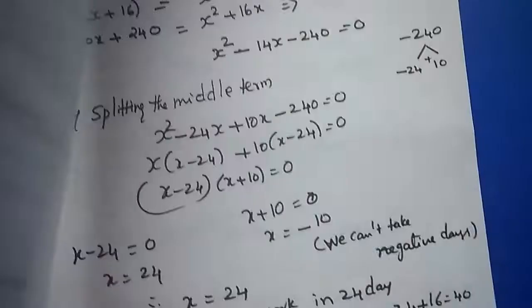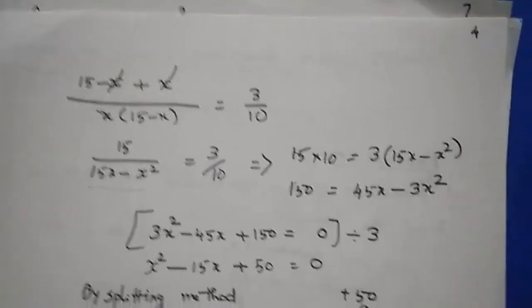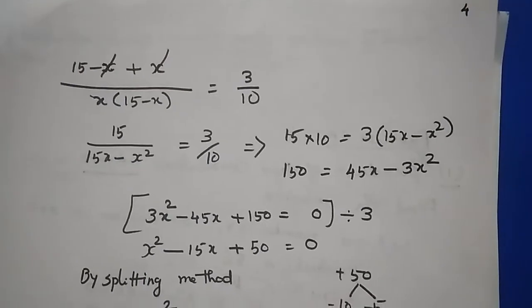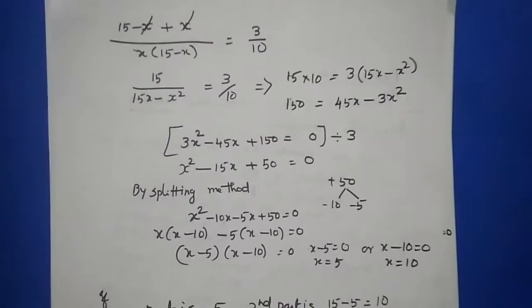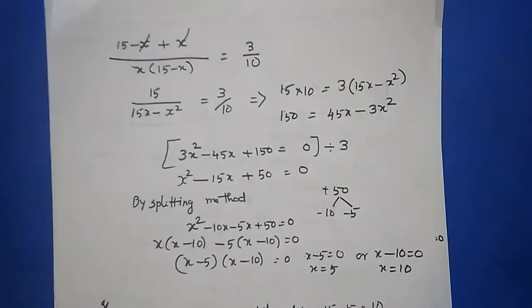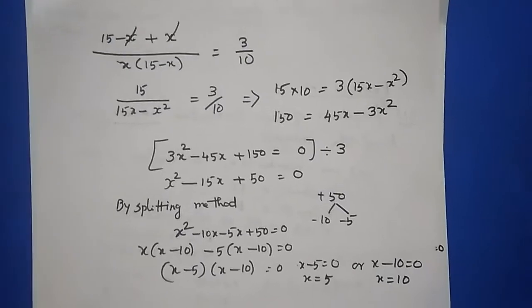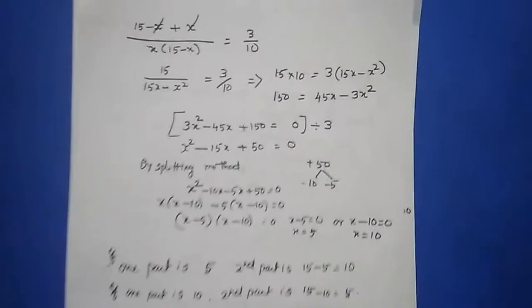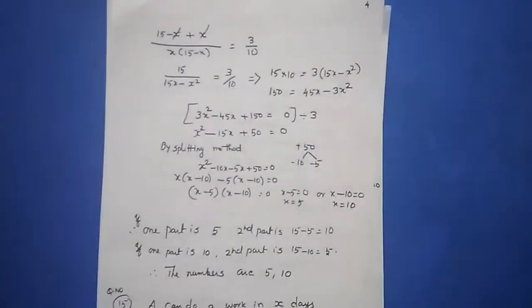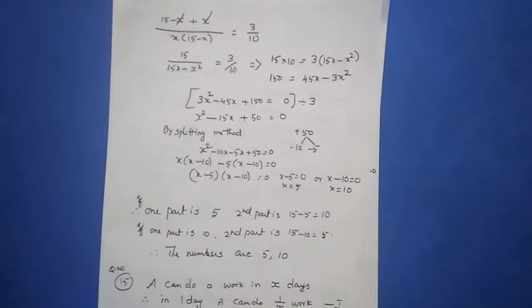You have to take the LCM here. x into 15 minus x is the LCM. So you are taking 15 minus x plus x is equal to 3 by 10. x cancels. 15 by 15x minus x squared is equal to 3 by 10. Cross multiply: 15 into 10 is equal to 3 into 15x minus x squared. 150 is equal to 45x minus 3x squared.